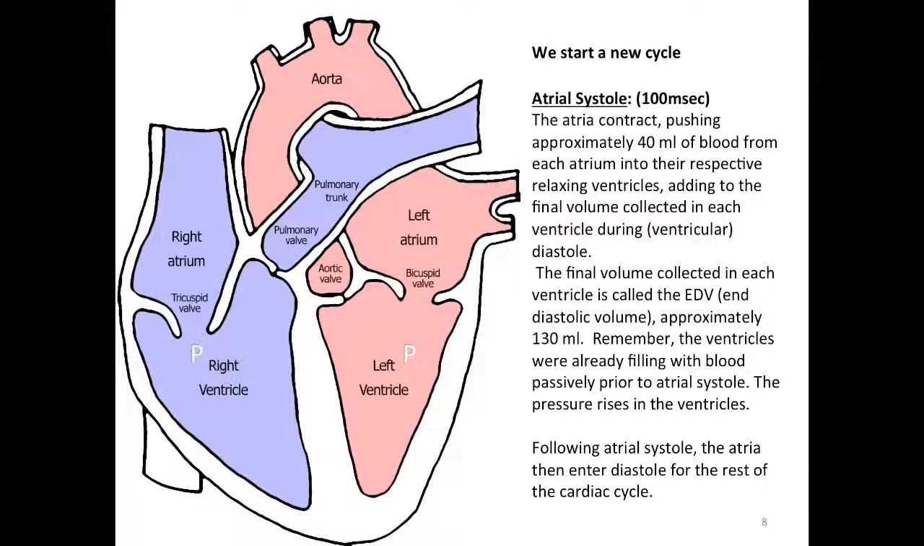Atrial systole, approximately 100 milliseconds. The atria contract, pushing approximately 40 milliliters of blood from each atrium into their respective relaxing ventricles, adding to the final volume collected in each ventricle during ventricular diastole. The final volume collected in each ventricle is called the end-diastolic volume, approximately 130 milliliters. Remember, the ventricles were already filling with blood passively prior to atrial systole. The pressure rises in the ventricles. Following atrial systole, the atria then enter diastole for the rest of the cardiac cycle.